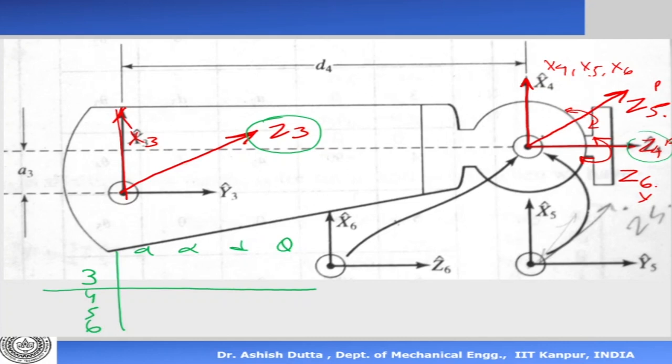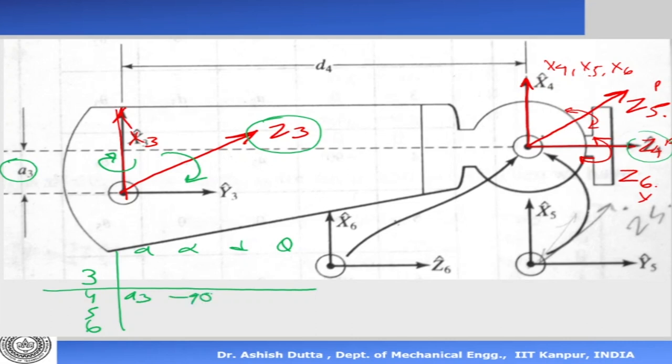Now, what is the distance between them? Z4 and Z3, there is a distance of A3. Okay, so we have an A3 distance there. Okay. What is the angle between them? Now, Z3 has been rotated clockwise by an angle of 90 degrees to make it Z4. So it's a minus 90.